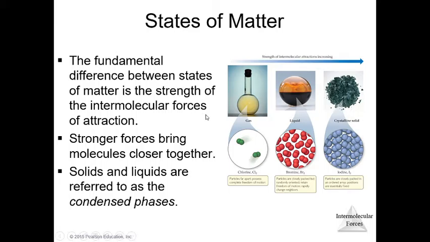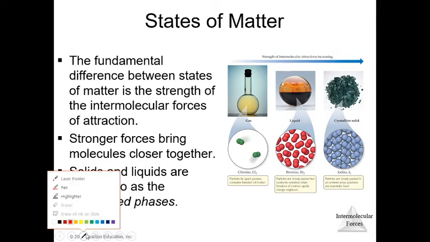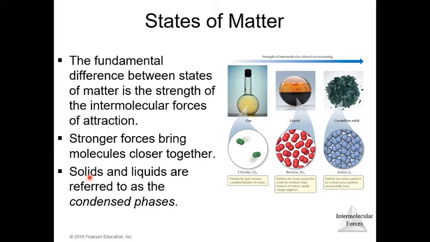But the difference between states of matter here, why are some solids, some liquids, and some gases at a particular temperature? That has to do with their intermolecular forces. If you're a solid, you have stronger intermolecular forces holding you together. If you're a liquid, they're a little bit less. And if you're a gas, your kinetic energy dominates your behavior rather than your intermolecular forces.